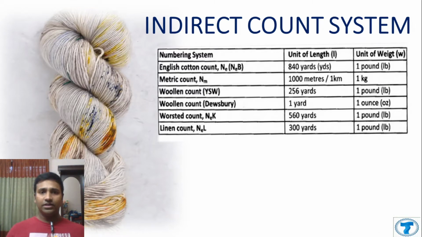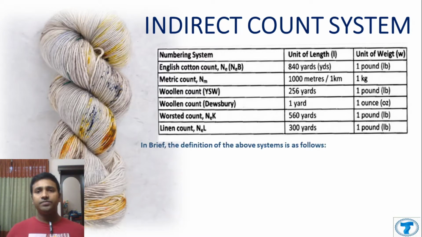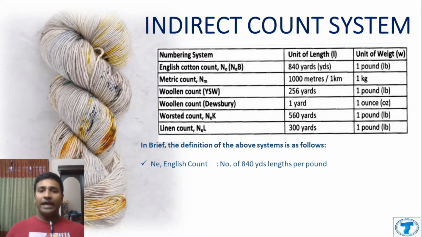Similarly, for the woolen count, worsted count and linen count, these are also fixed. You can see the small l value and the small w value in the chart. In short, we can say one English count means the number of 840 yard lengths per pound. That means in 1 pound, how many 840 yard hanks are present in that 1 pound weight of the yarn, that is the English count.